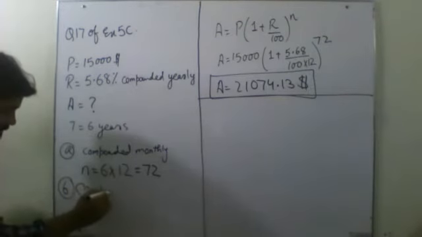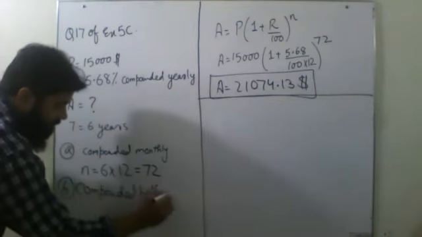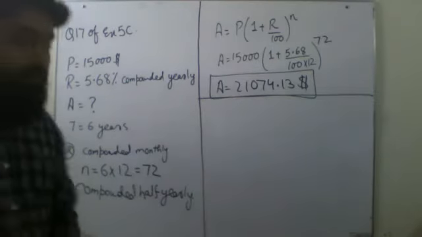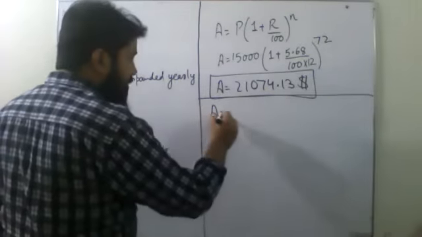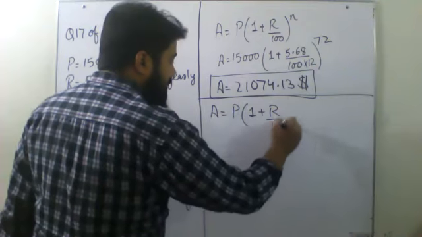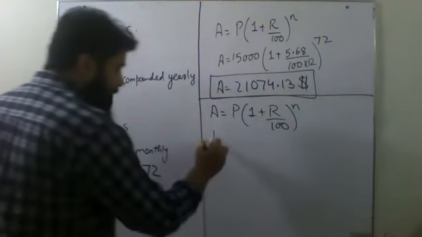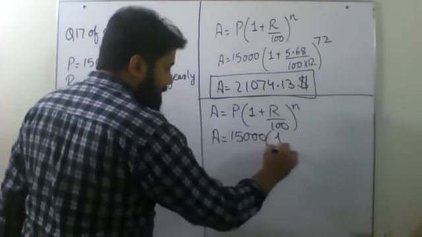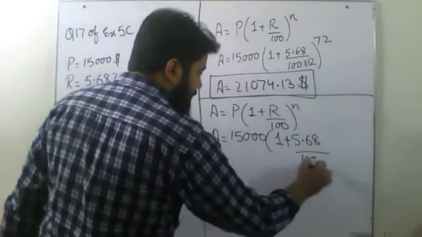Compounded half yearly. Okay, compounded half yearly. So I have to find the amount again. How will I find it? A equals P (1 plus R over 100) whole power n. Okay. Principal will be the same, 15,000. 1 plus R, the rate, will be 5.68 over 100.